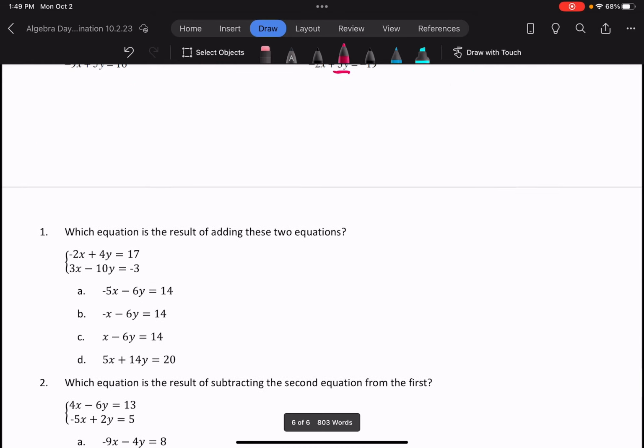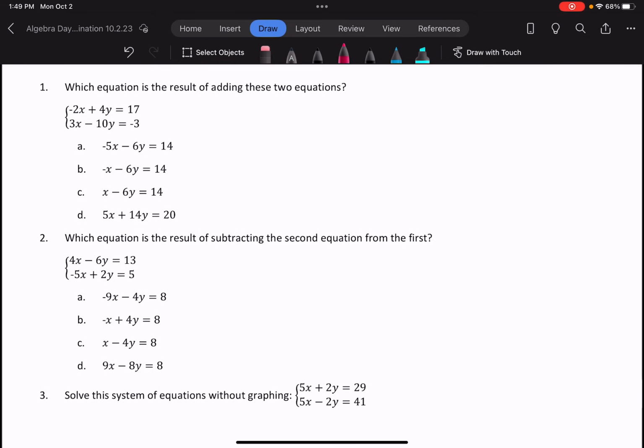Okay. Number 1 says, which equation is the result of adding these two equations? So this is if we were to just straight up add these, what would we get? So negative 2x and 3x is x, 4y minus 10y is negative 6y, and then 17 minus 3 is 14. So I'm looking at my answer options, and C is the best answer option.